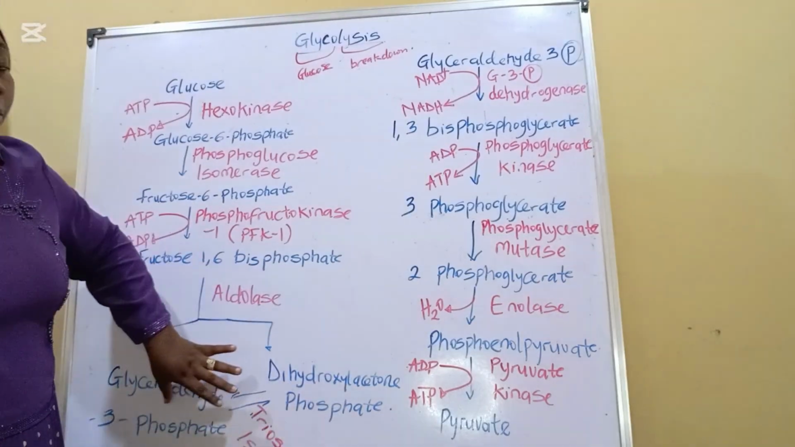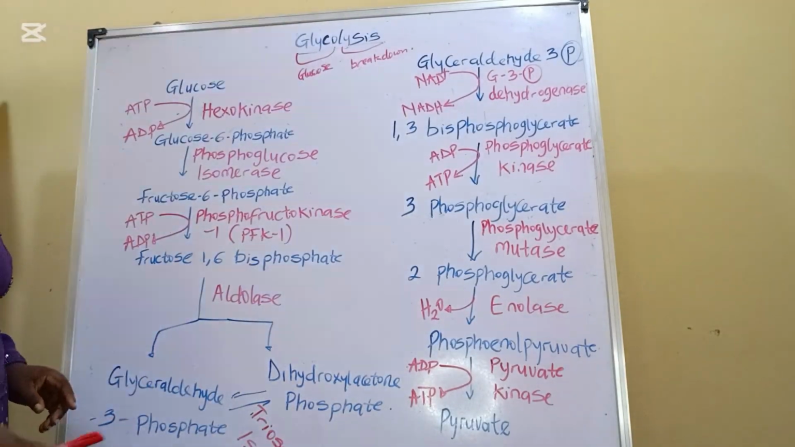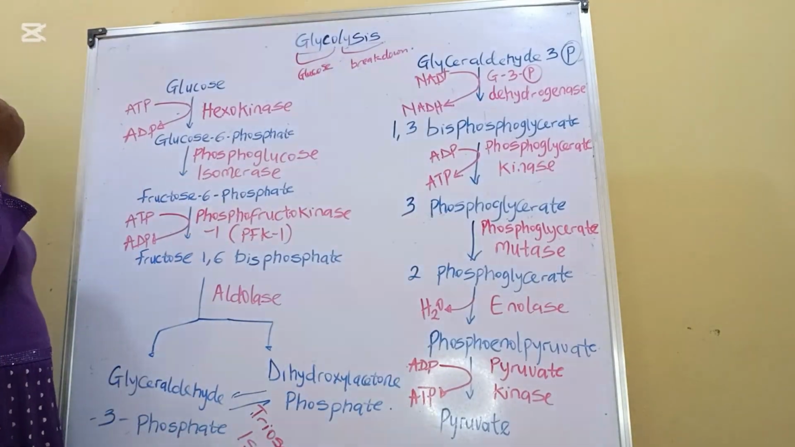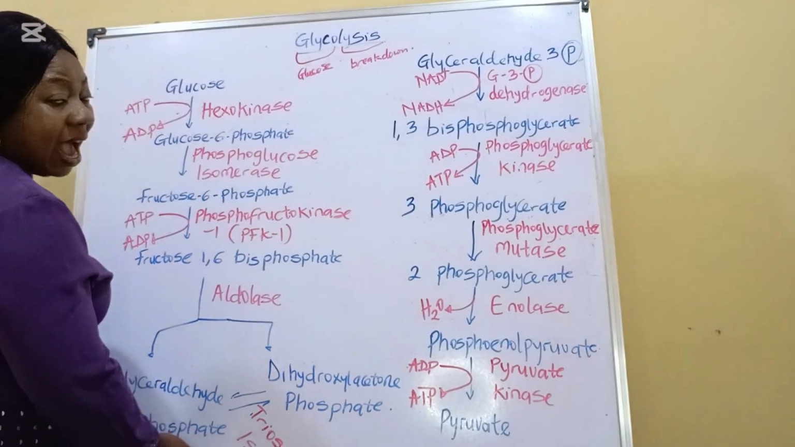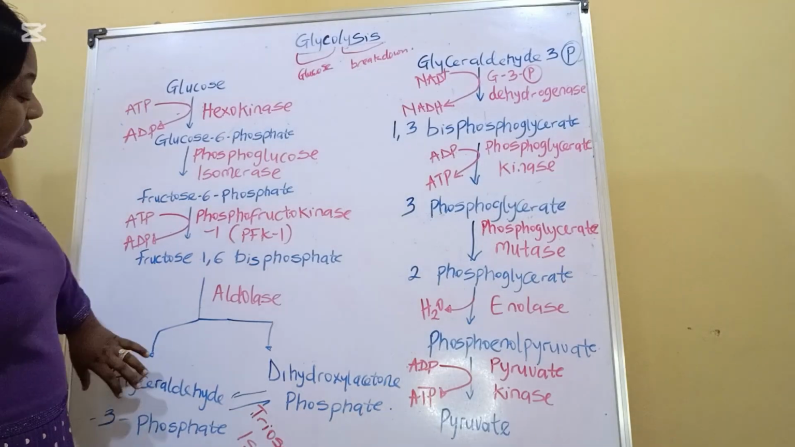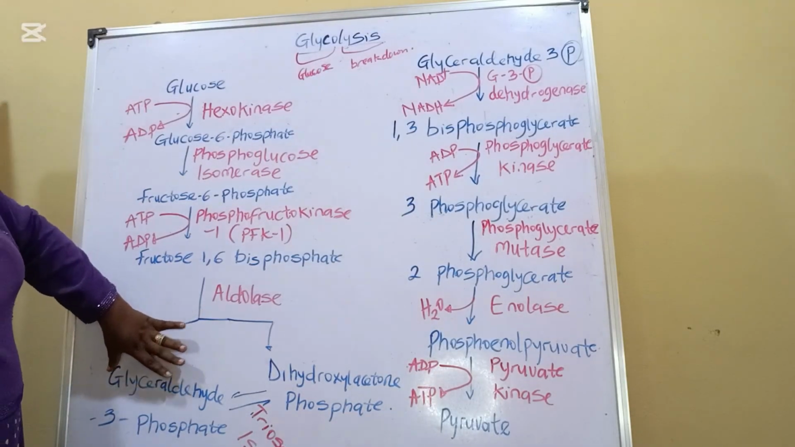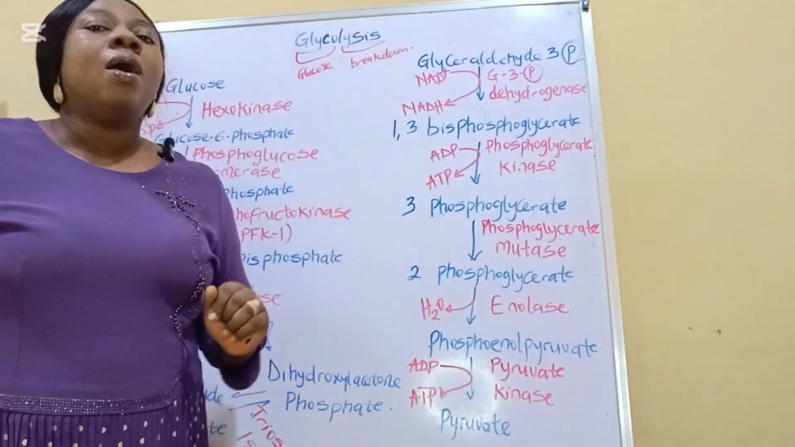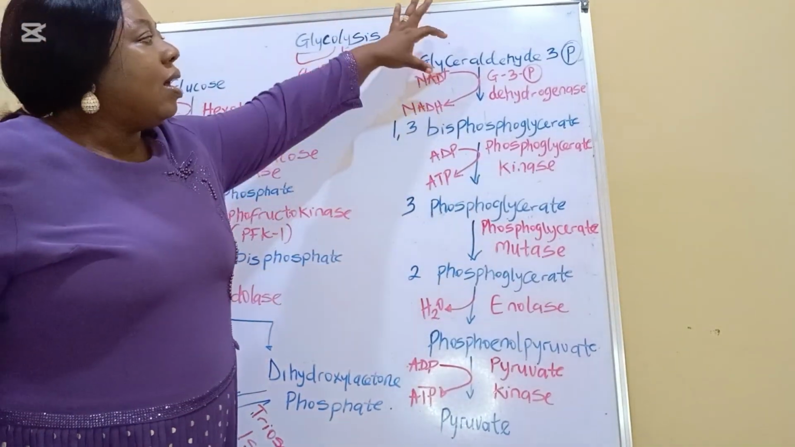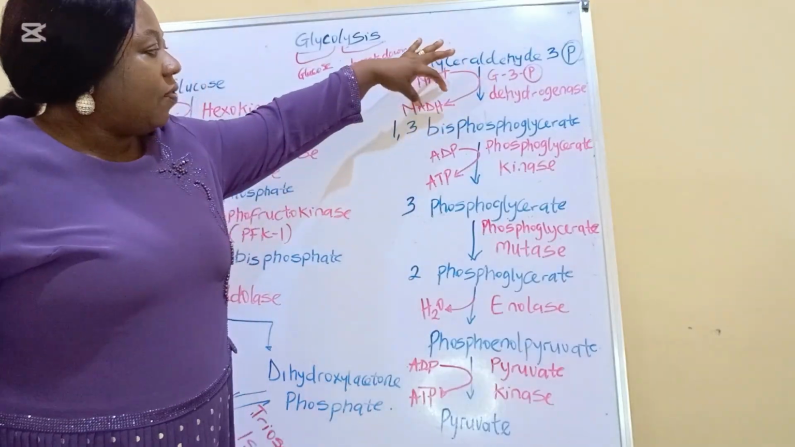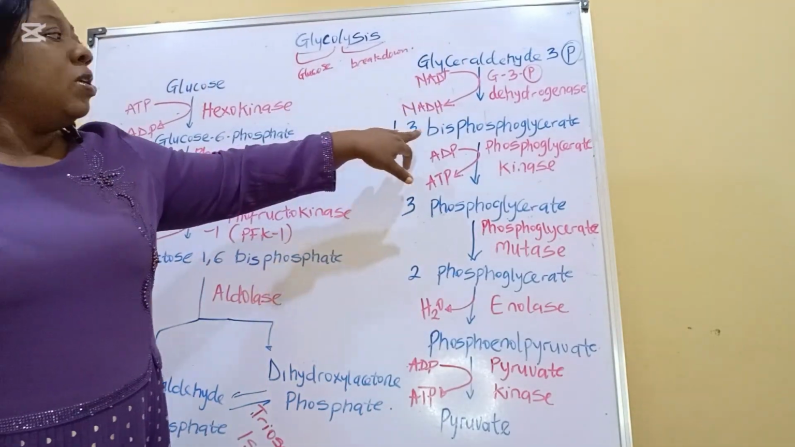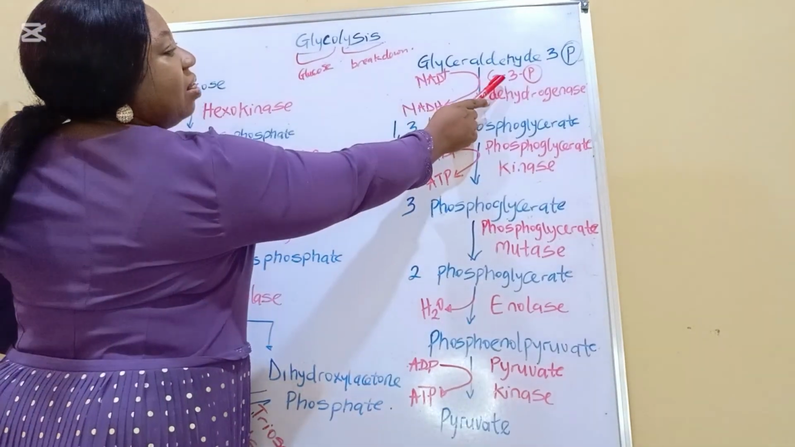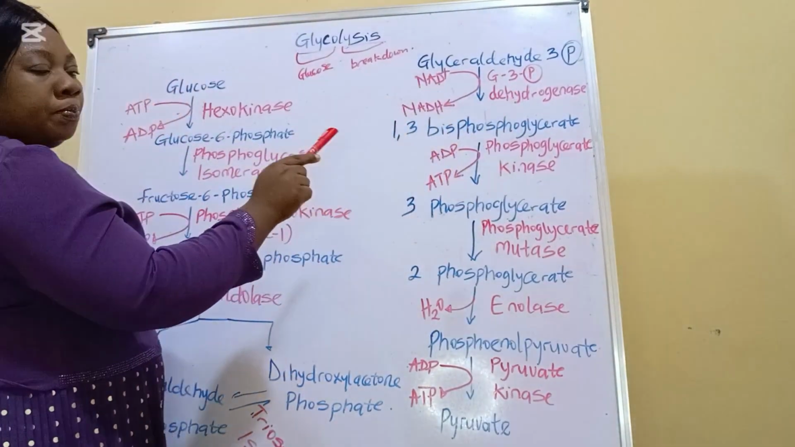These two products are isomers, meaning they can easily be converted to each other. The enzyme that helps us do that is triose phosphate isomerase. Now, it is the glyceraldehyde 3-phosphate that will continue the glycolysis pathway. So glyceraldehyde 3-phosphate is further converted into 1,3-bisphosphoglycerate with the help of the enzyme glyceraldehyde 3-phosphate dehydrogenase.